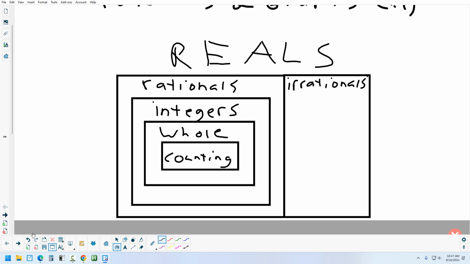So simplest kind of numbers, we start with our counting numbers. And what do you think is the first number in the counting number set? Have a guess? Yeah, 1. Yep. And they don't include negatives, they don't include 0, they don't include fractions or decimals. They include numbers from 1 and up.